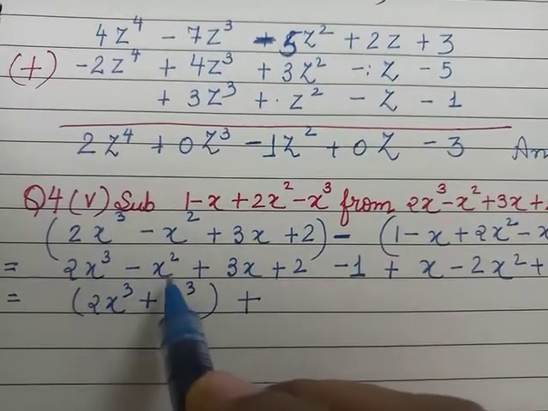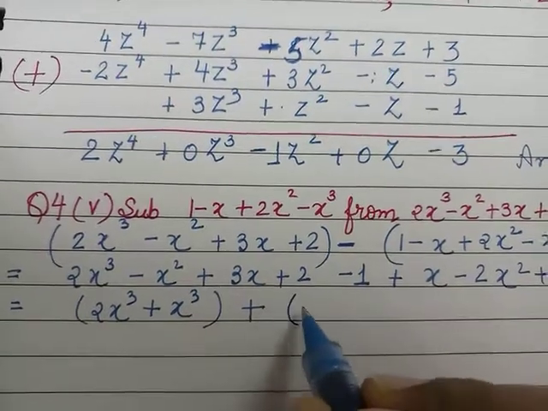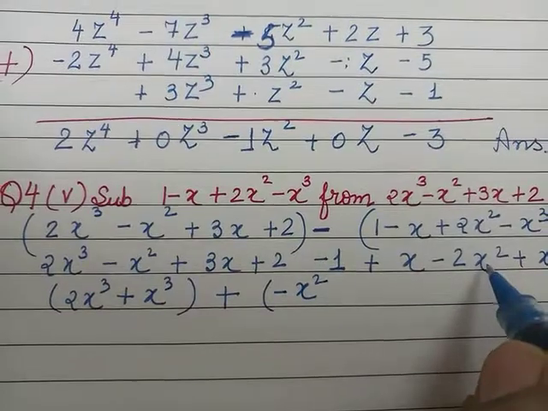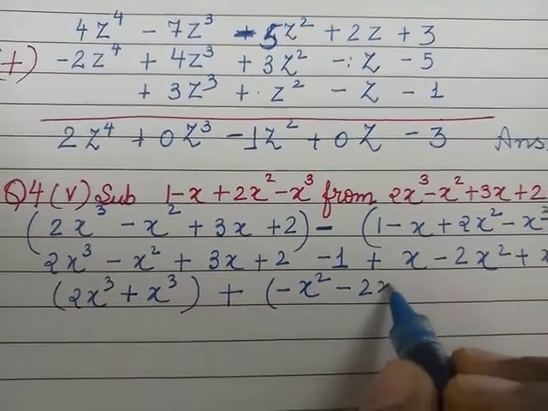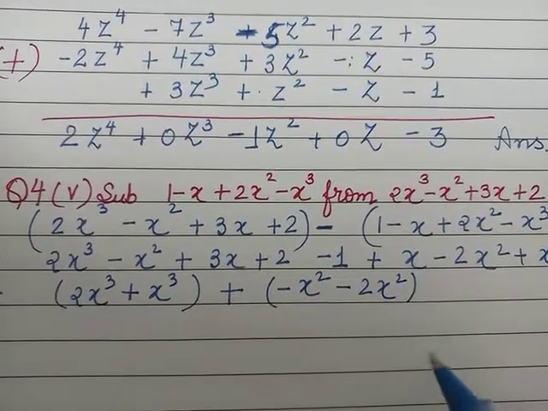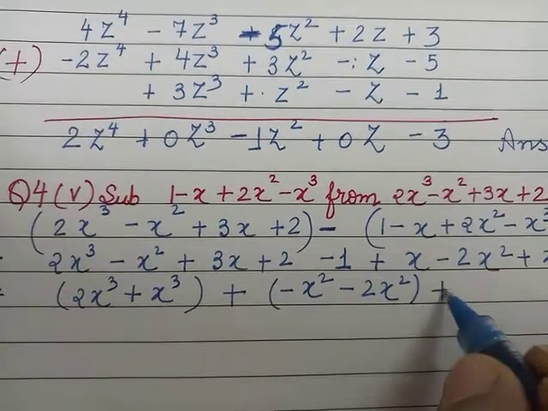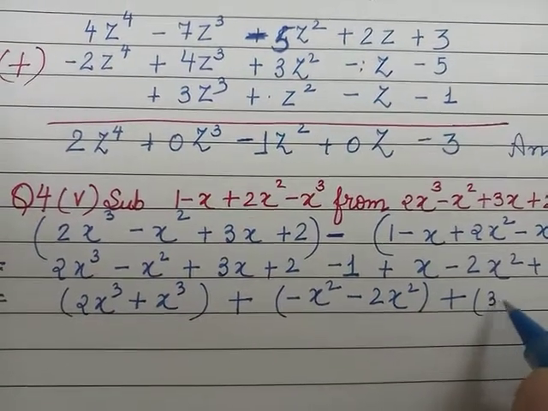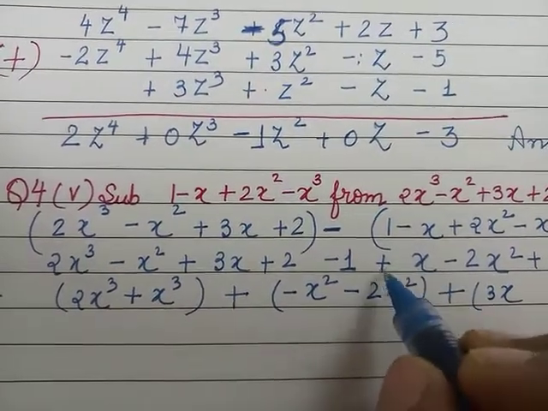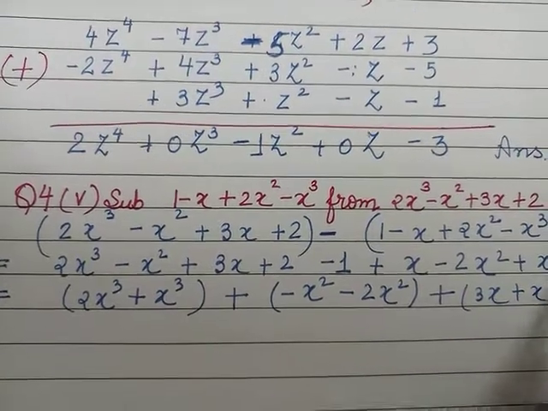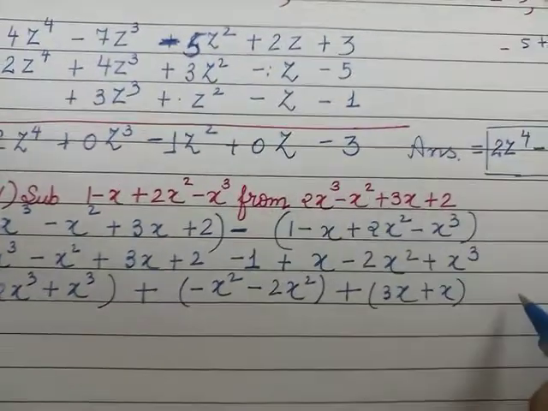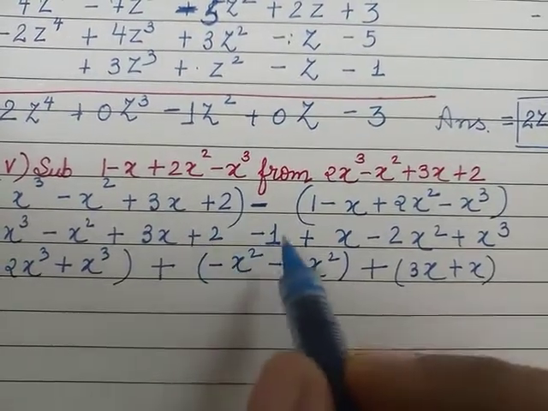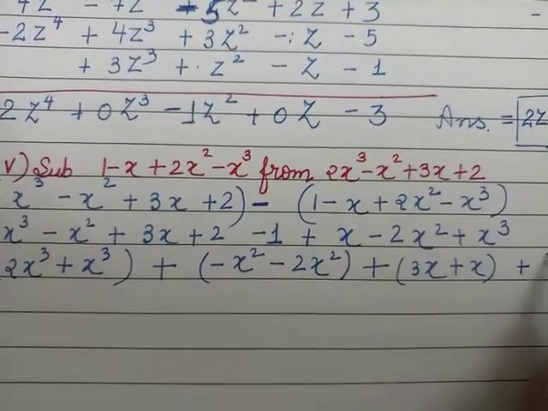So after x cube, we'll write x square. We write minus x square here. And here we have minus 2x square. So we are collecting the like terms in one bracket. Then again I write plus. Then we have here 3x. And here we have only plus x. And in the last, after writing the power 1 terms, we write the constant. So we have plus 2 and minus 1.